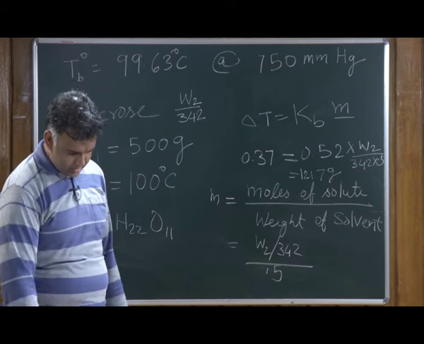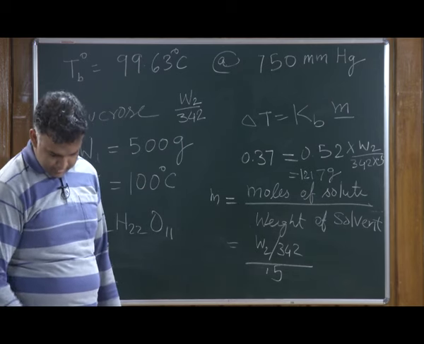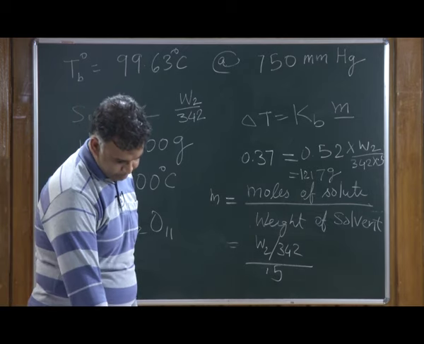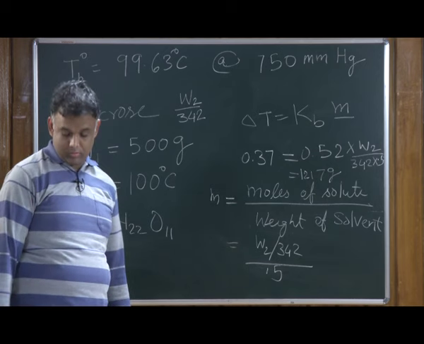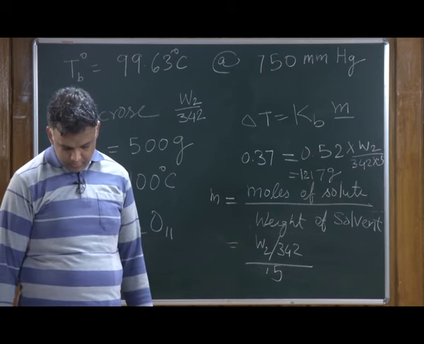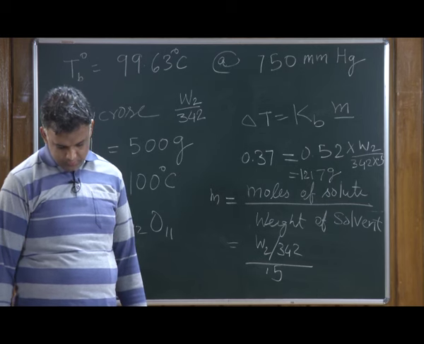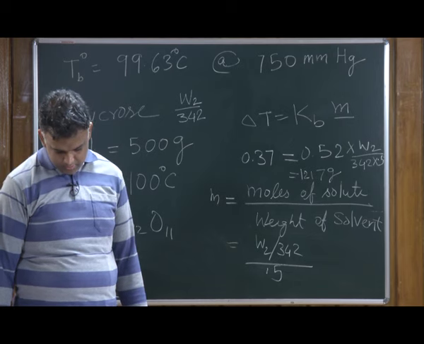Okay. Now, let us look at some problem from the end of the chapter. So, the next problem which we are going to discuss is 2.18. Let me read it out. Calculate the mass of a non-volatile solute, molar mass 40 gram per mole, which should be dissolved in 114 gram octane to reduce its vapor pressure to 80%.